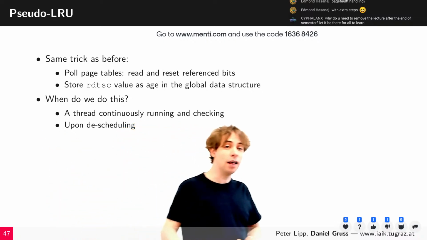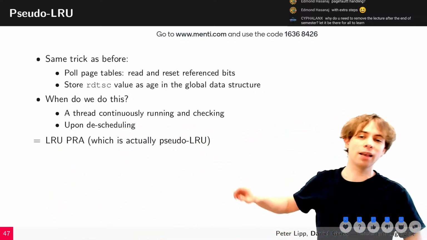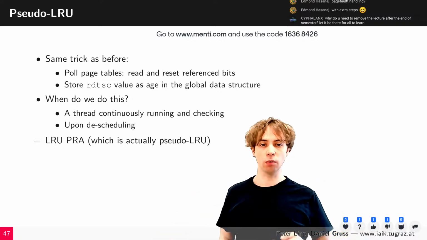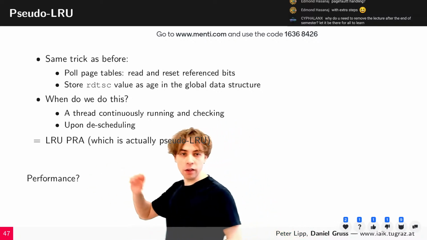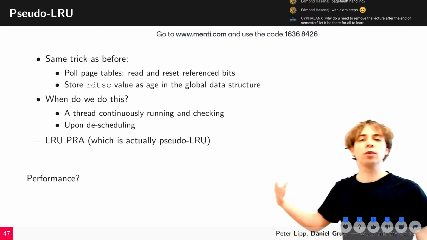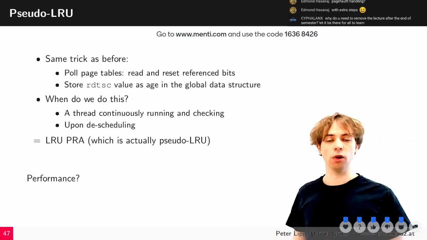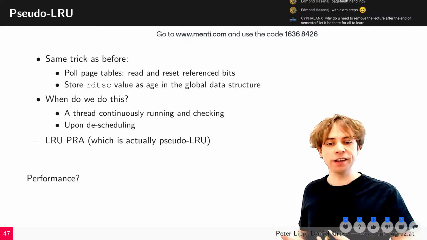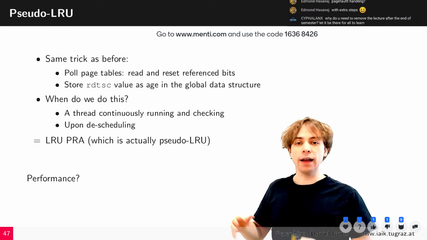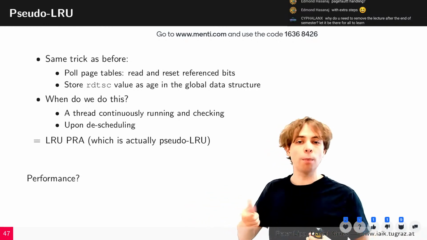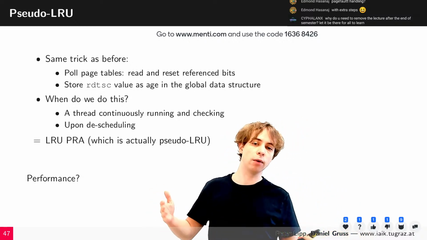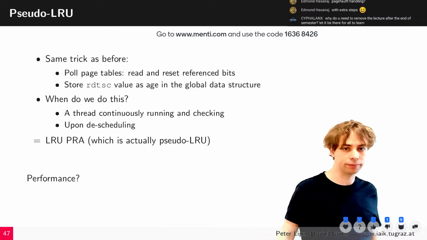This gives us basically the LRU PRA, which is more like pseudo-LRU, but it's an approximation of least recently used. The performance of this in general is quite good. That's why it's widely used in practice. You will also find a different approximation in modern CPU caches that just works with a finite number of elements, but then just swapping elements, and by doing that, organizing them in a tree and knowing which element is the oldest one.